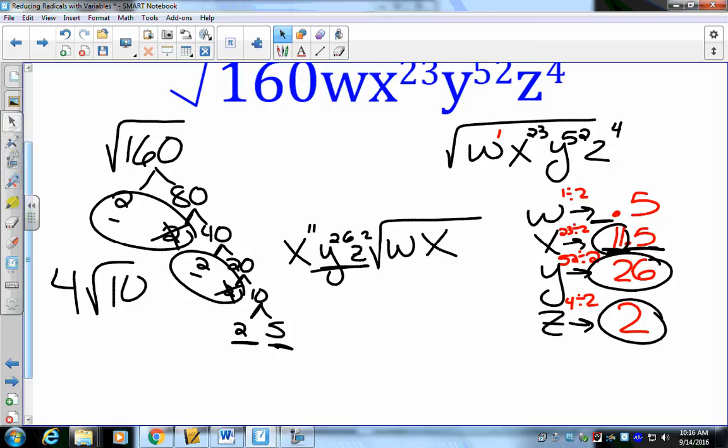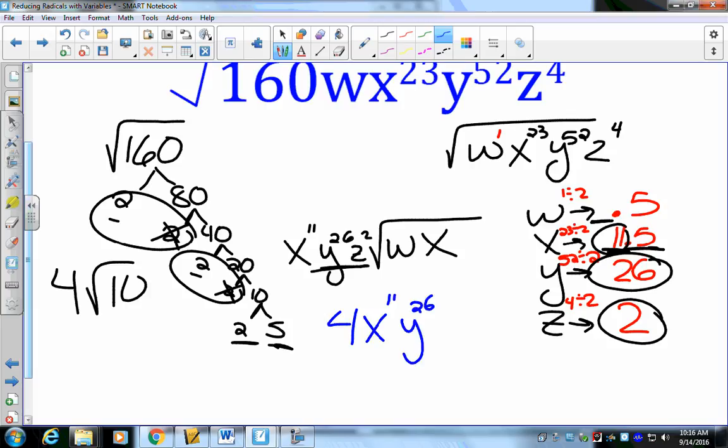So then when I go and write my whole final answer, I have 4, X to the 11th, Y to the 26th, Z squared, square root of 10wx. So just make sure after you do all of that work, you include everything in your final answer. All right, and this is what I was talking about when I said we want to try to keep things in alphabetical order. Notice I wrote x, y, z.